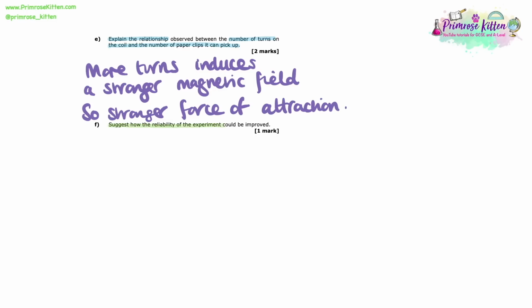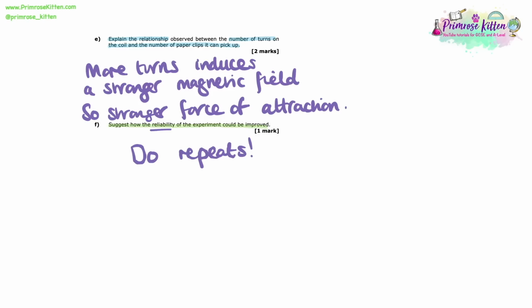So now we're asked to suggest how the reliability of the experiment could be improved. And whenever we see that question in any experiment where we're asked how can reliability be improved, we want to say that we need to do repeats. And that is something that will repeat across all of your sciences, and any experiment that happens, that will always be a good answer.